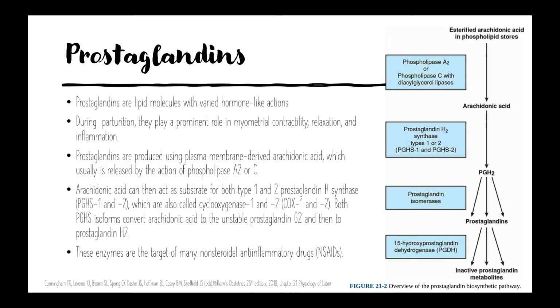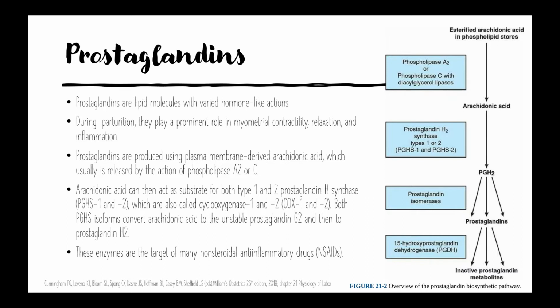Prostaglandins, on the other hand, are lipid molecules with varied hormone-like actions. Now, during parturition, the prostaglandins play a prominent role in myometrial contractility, relaxation, and inflammation. Prostaglandins are produced using plasma membrane-derived arachidonic acid. So, this is arachidonic acid, which usually is released by the action of phospholipase A2 or C.